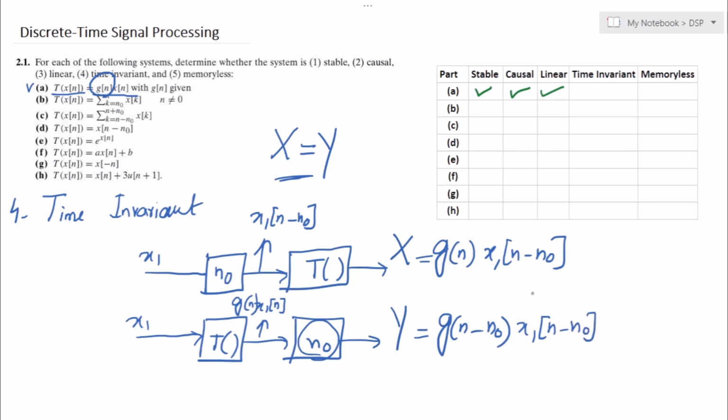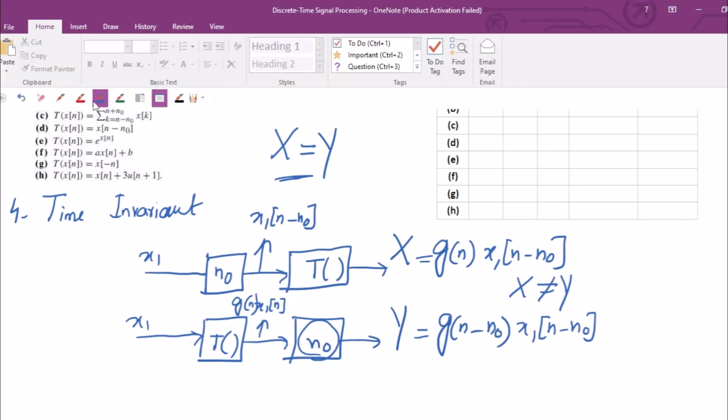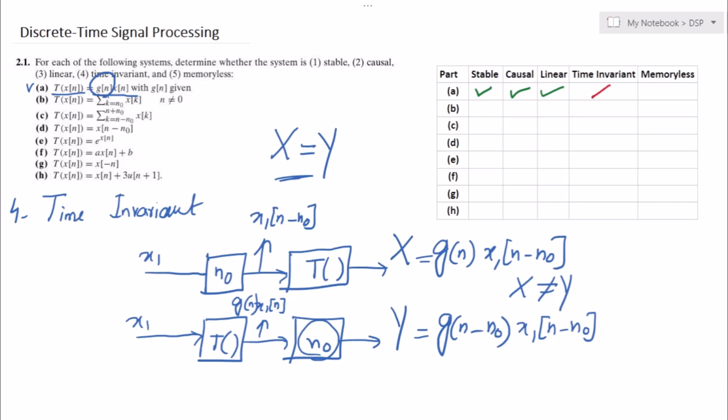Okay, so we can see that x is not equal to y, so the system here is not time invariant, but the system here we have in part A is time variant. So therefore let me indicate it here as well. So the system here is not time invariant. Okay, I have indicated it here as well.